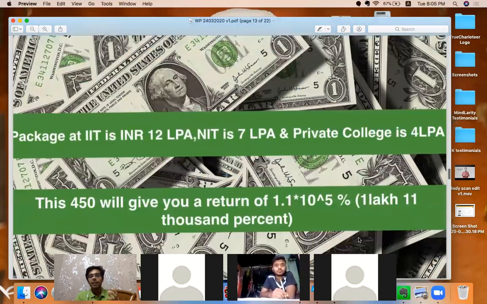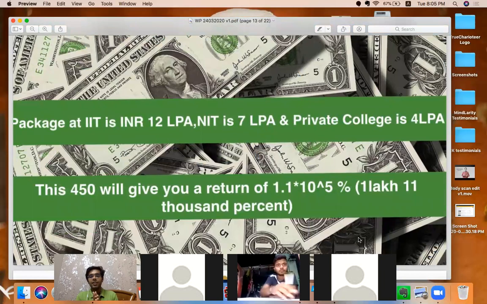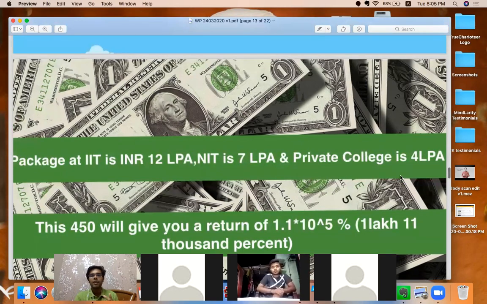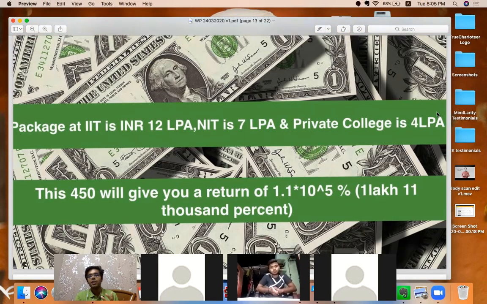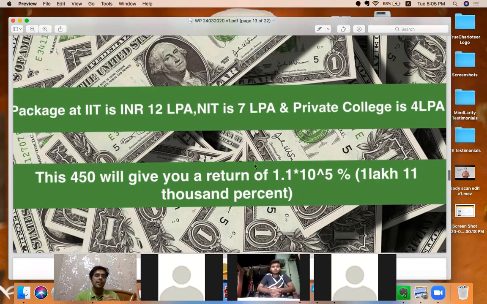So, if you are preparing for JEE, that means you want to be an engineer. And when you clear exams such as JEE or any private or any other exam, you either go to a private college, you either go to an NIT, or you either go to an IIT. So, average package from a private college is 4 lakhs per annum. आपने 2 से 4 लाख रुपए अपने जेई प्रिपरेशन में खर्च किया, and when you go to a private college, you only get at most 4 lakhs per annum. If you are in NIT, you get at most 7 lakhs per annum, and in IIT, the average package is 12 lakhs per annum.